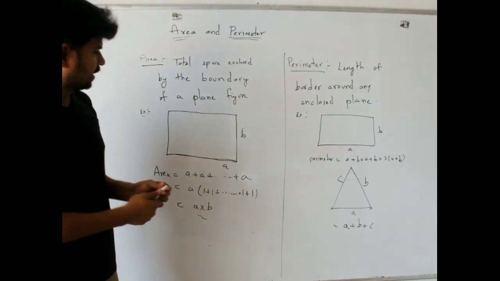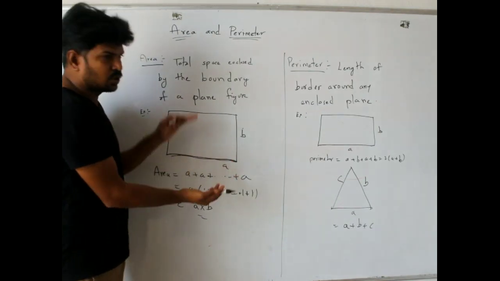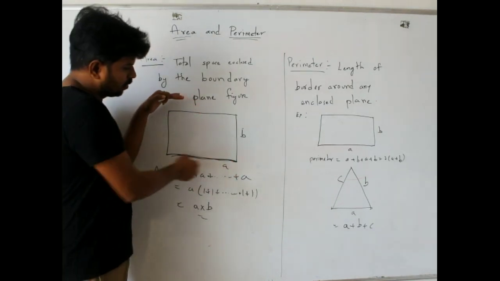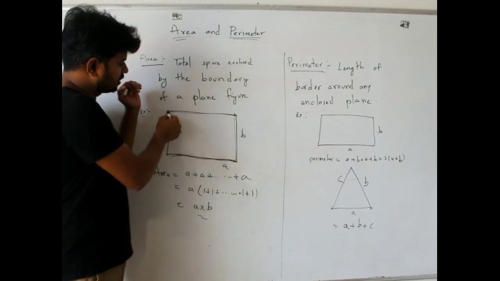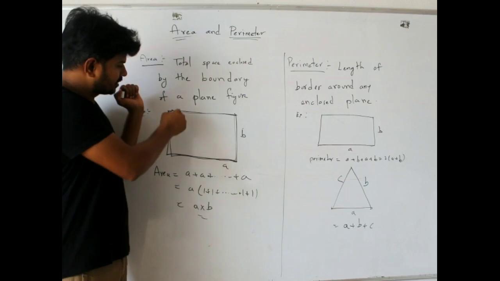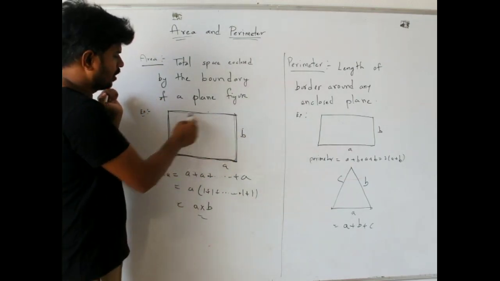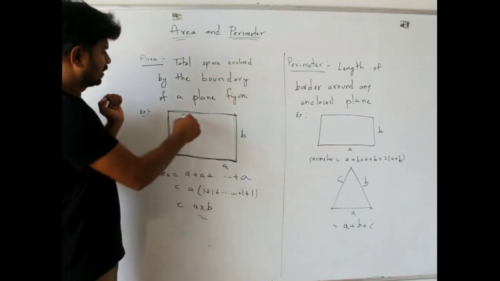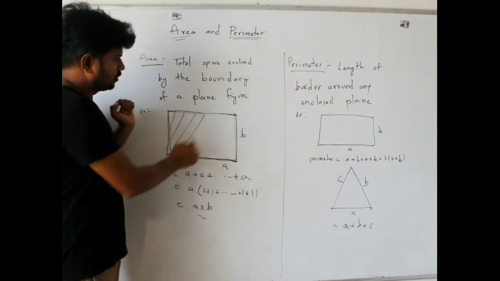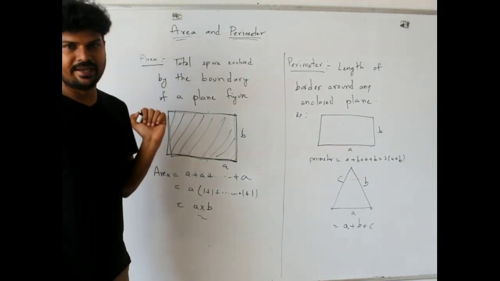Then you see it here. These are the boundaries for this figure. Boundary is nothing but what is closing this figure. So this is closing, and this is closing this figure, forming an enclosed figure. These are called boundaries. This is one boundary, this is the second boundary, third, fourth boundary here. And the total space that is enclosed by these boundaries, this space, is called area.